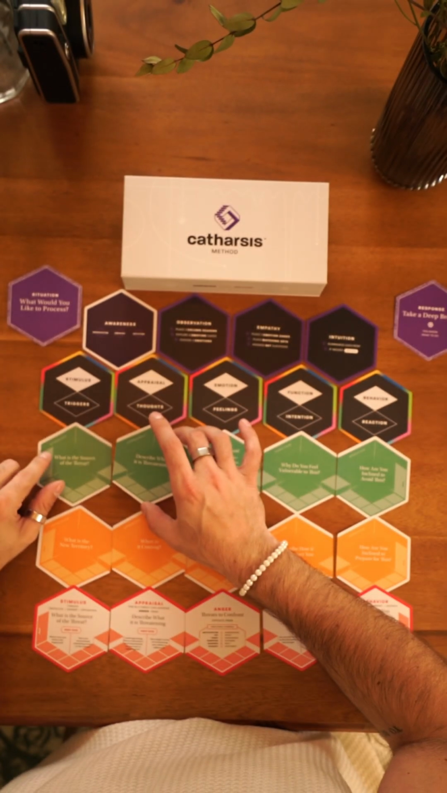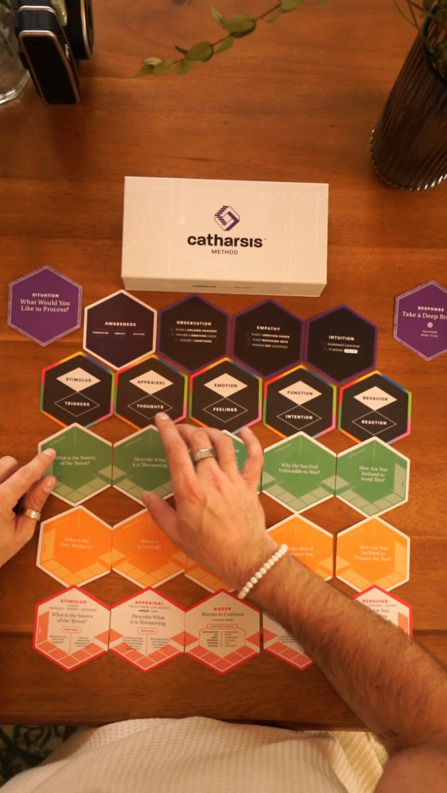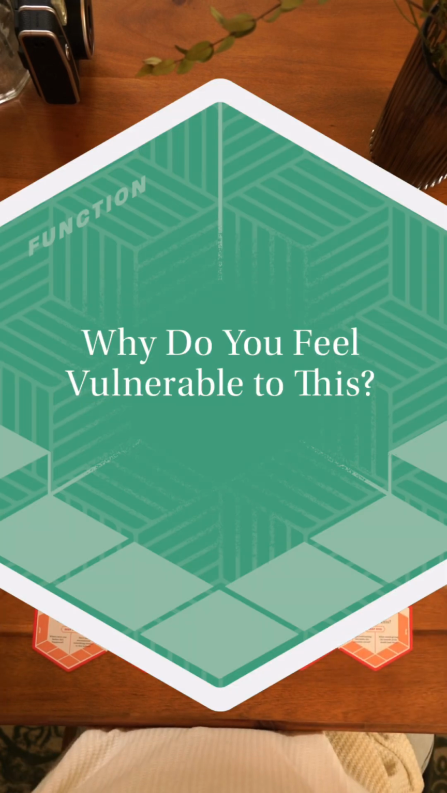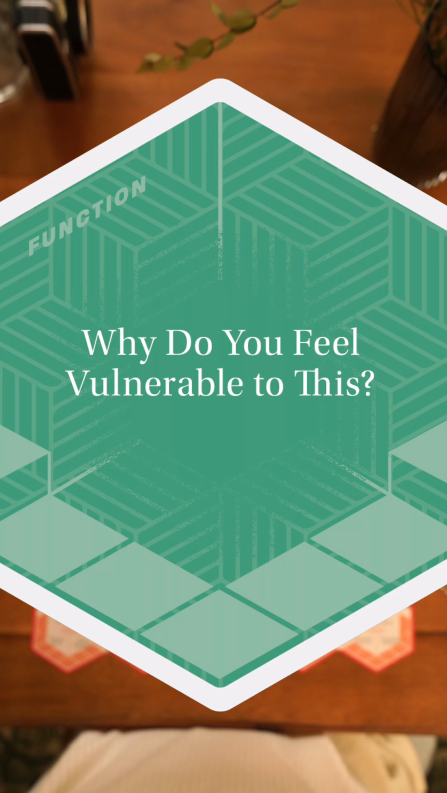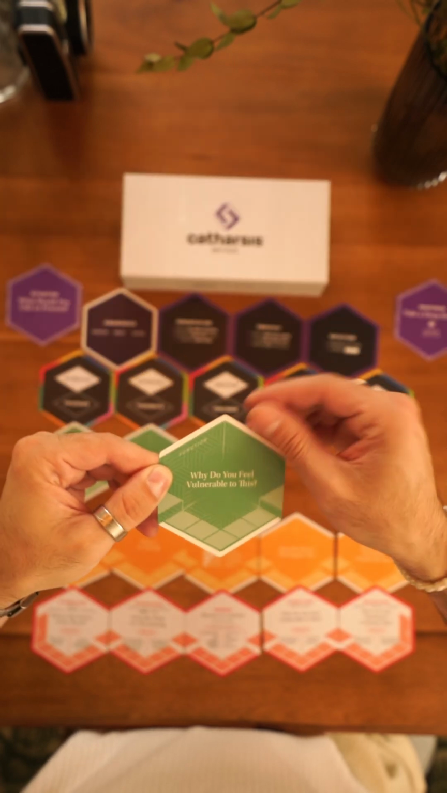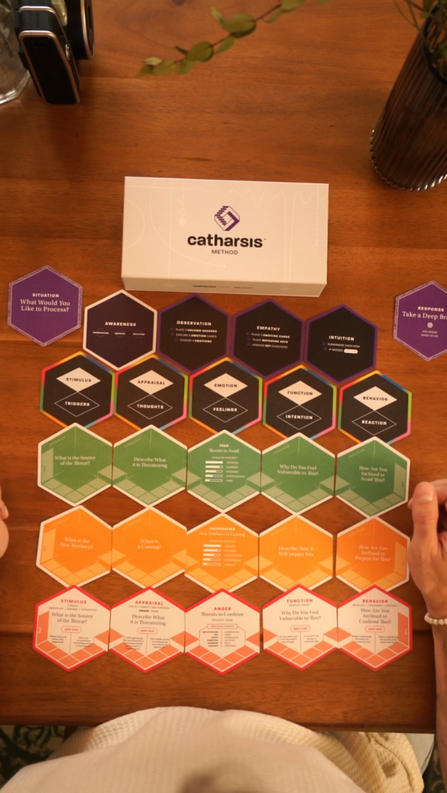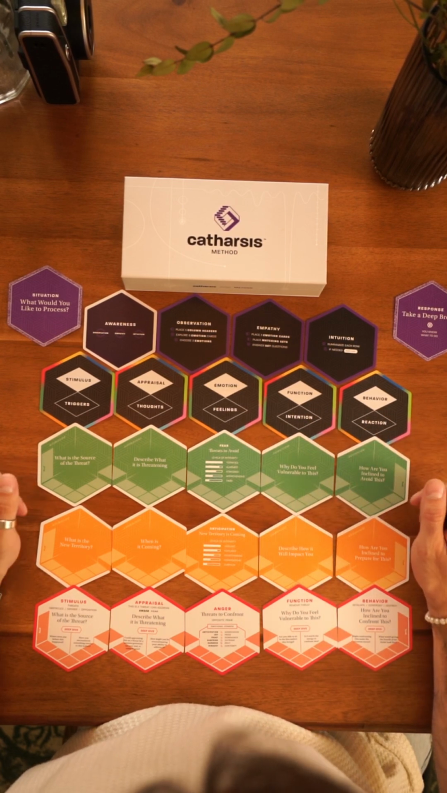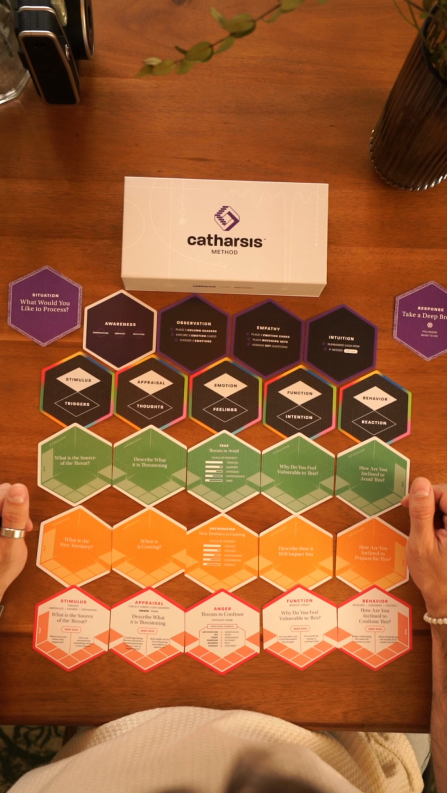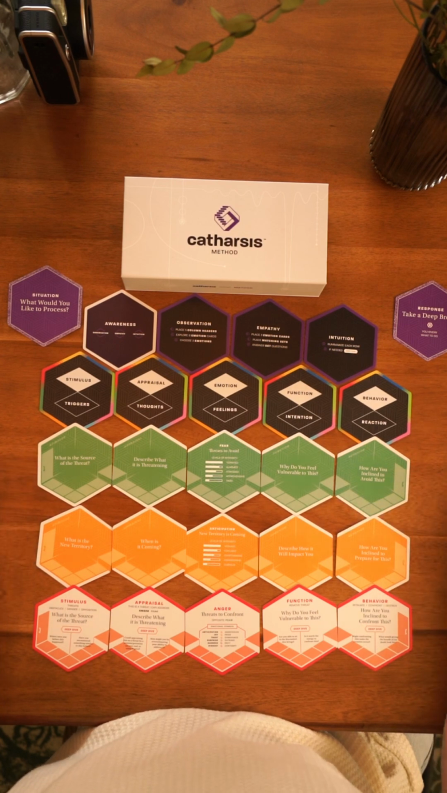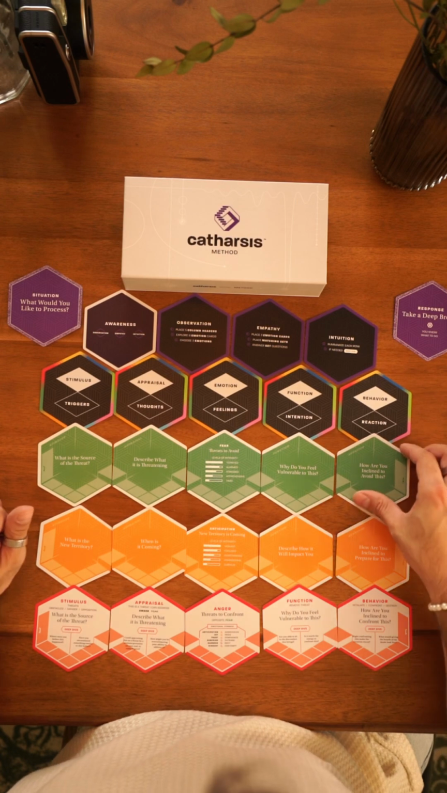We move to the next question, skipping over the emotion to function. It asks, why do you feel vulnerable to this? In order for something to be interpreted as a threat, there is some core underlying vulnerability. And so the answer to this question might be, well, I don't have a good savings built up. And so if I lost my job, that's a very big threat. Once you answer that question, we'll move on to behavior.